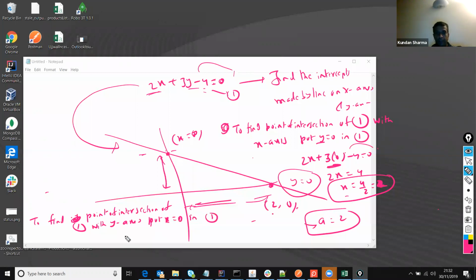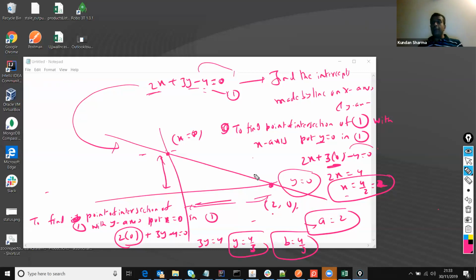Now we are going to put this. This will be 2 times 0 plus 3y minus 4 is equal to 0. So this will become 0. So 3y is equal to 4 and y is equal to 4 by 3. So b will become 4 by 3. Is it clear? So this is also another way to find out the intercept made by the line on x-axis and y-axis. Clear with me so far?